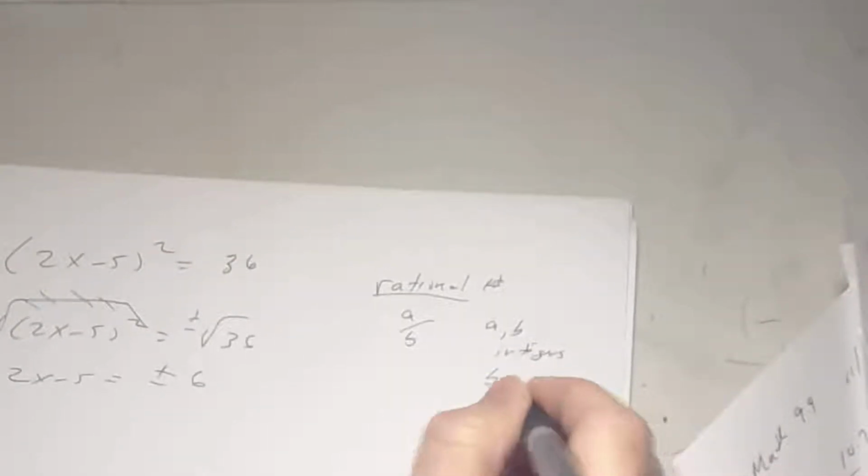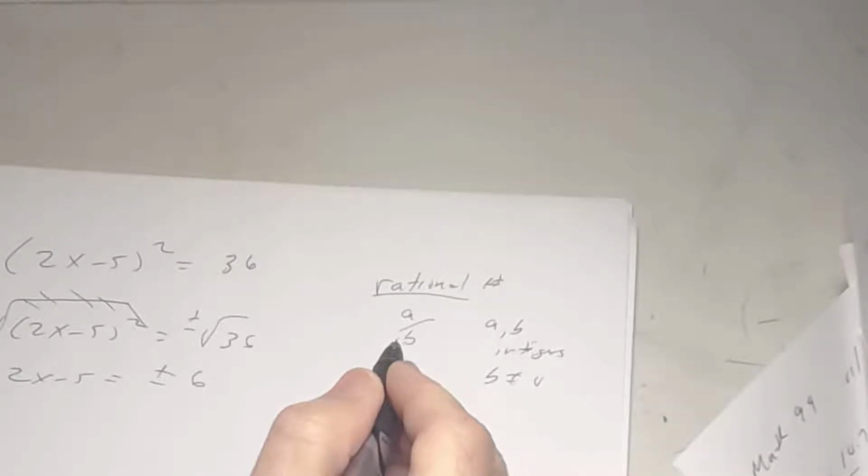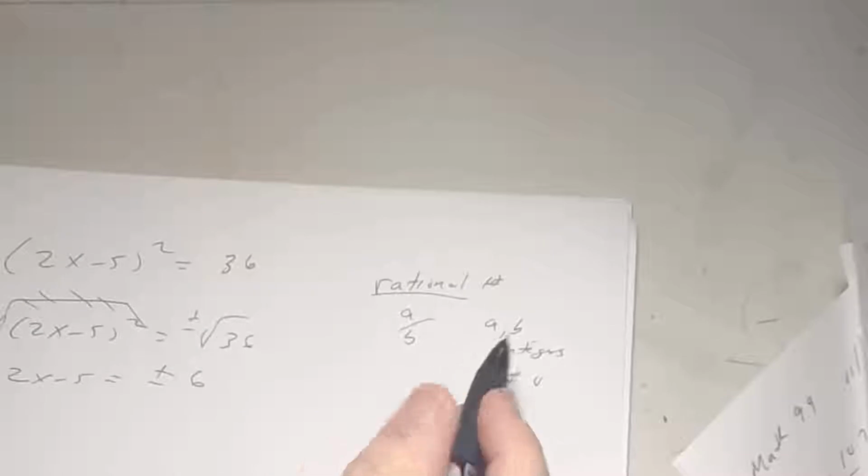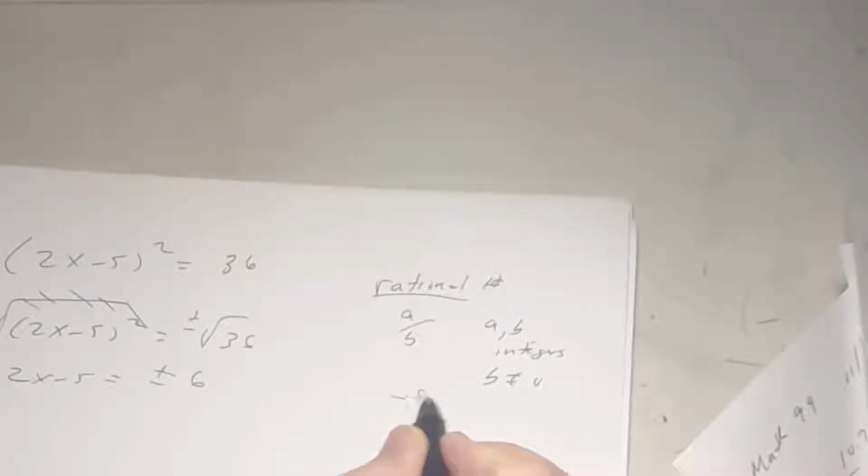But b cannot be 0, because if b is 0, it makes it undefined. You can't divide by 0. Okay? So I said integer. So for example, -8 divided by 7. Is that a rational number? Yes, because -8 is an integer and 7 is an integer.